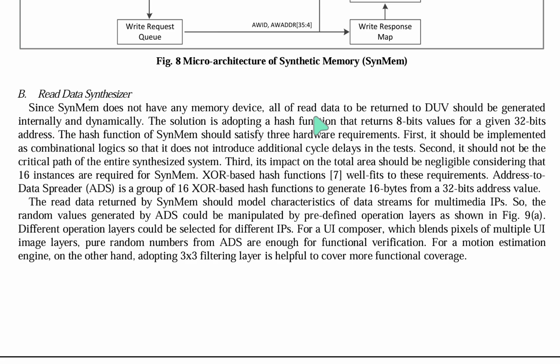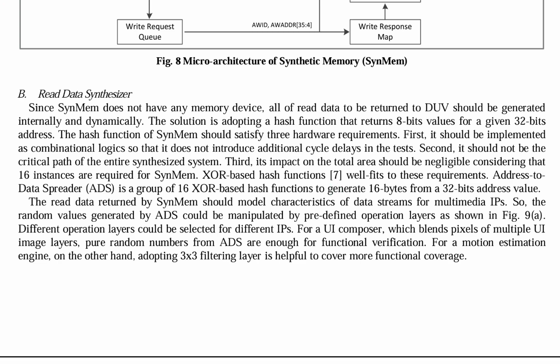First, it should be implemented as combinational logic so that it does not introduce additional cycle delays in the test. Second, it should not be the critical path of the entire synthesizer system. Third, the impact on total area should be negligible, considering that 16 instances are required in SynMem. Exclusive-OR word-based hash functions were featured to meet this requirement.